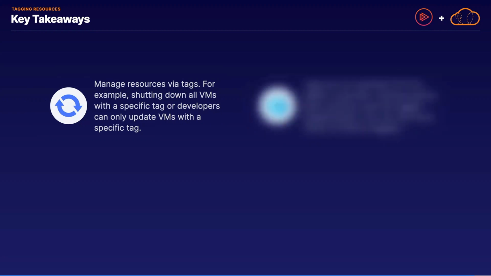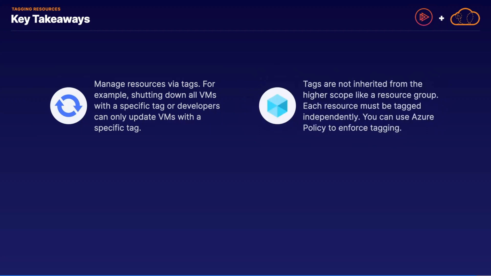Now, as we saw in the demonstration, tags are not inherited from a higher scope like a resource group or a subscription. Each resource must be tagged independently. There's various ways that we can use Azure services such as Azure Policy to enforce tagging inheritance, or we can actually create automation scripts using PowerShell or Azure CLI to be able to do things like this as well.